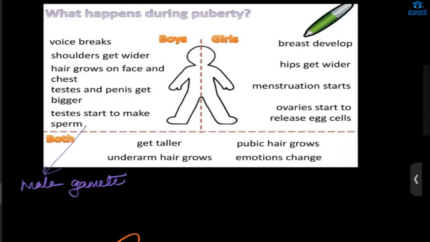And for girls, the breasts develop, the hips get wider, and then the menstrual cycle will start. Then the ovaries will start to release eggs. This egg is the female gamete.